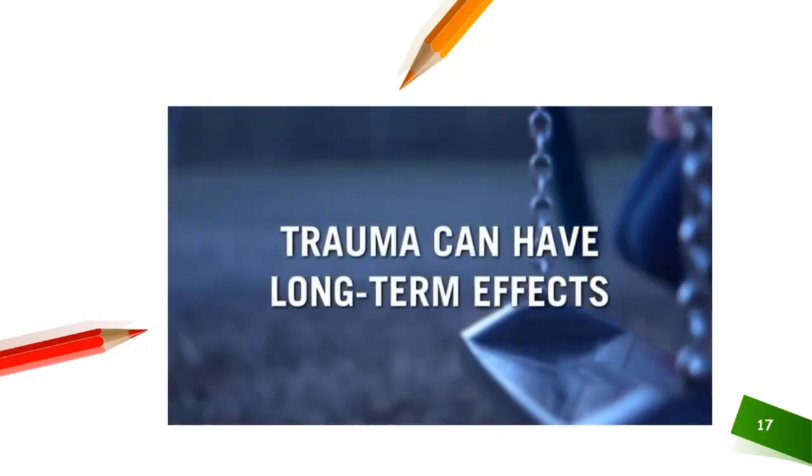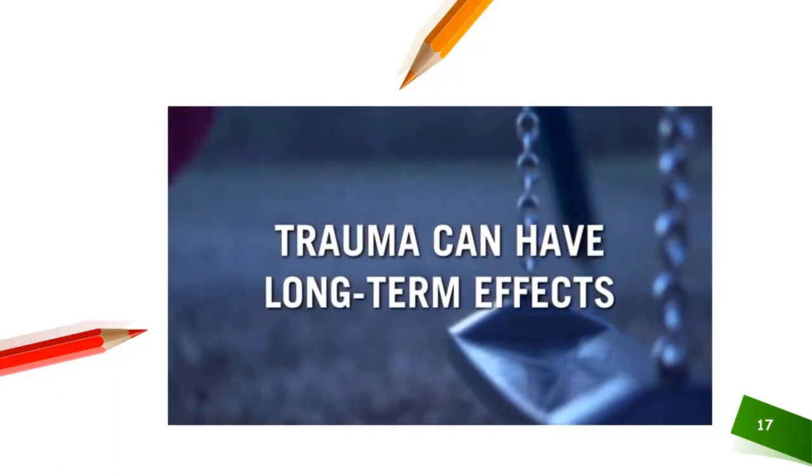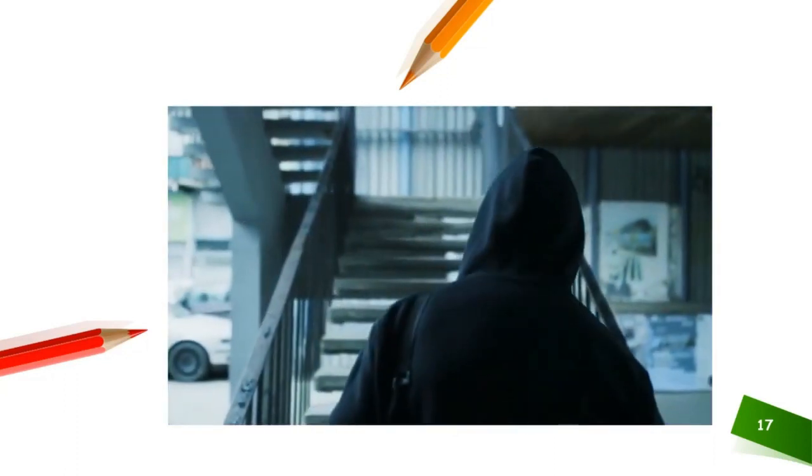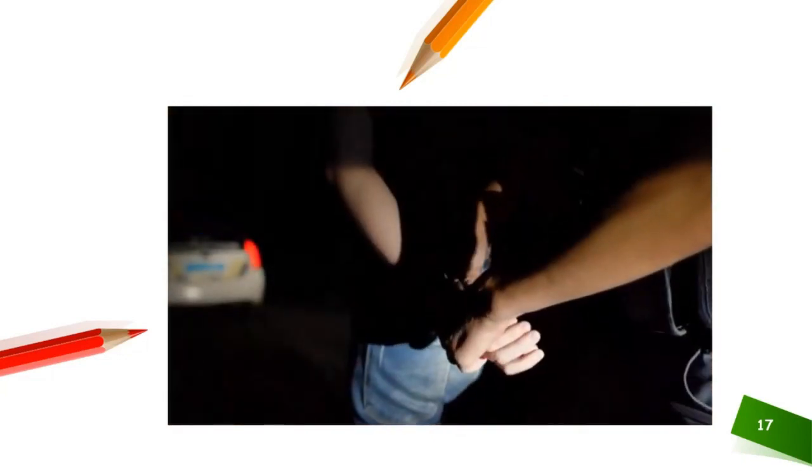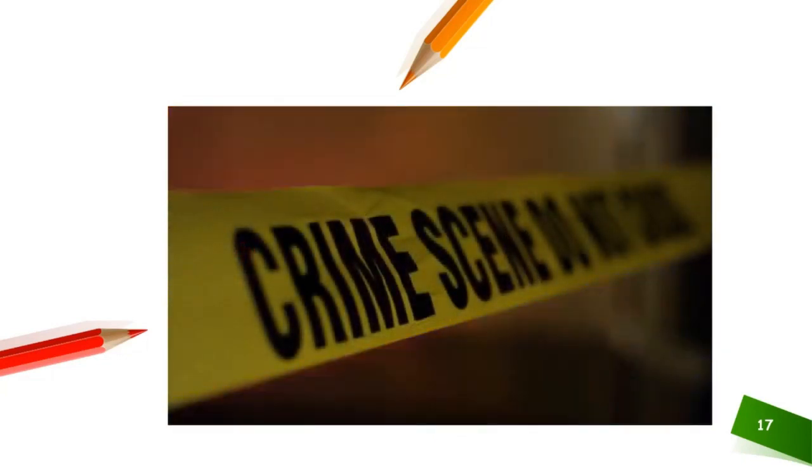Trauma can have long-term effects on children, making them at risk for future problems like skipping school, failing to graduate, and getting into trouble themselves. Too often, the cycle of trauma repeats because it goes unrecognized and no one intervenes.